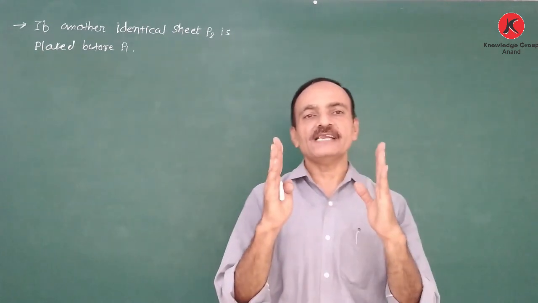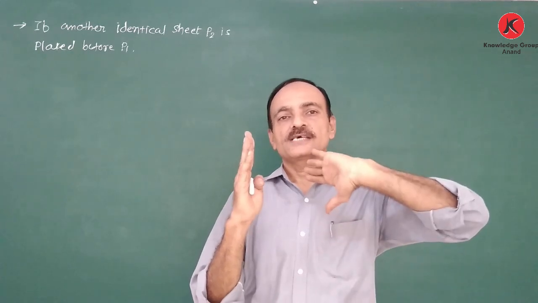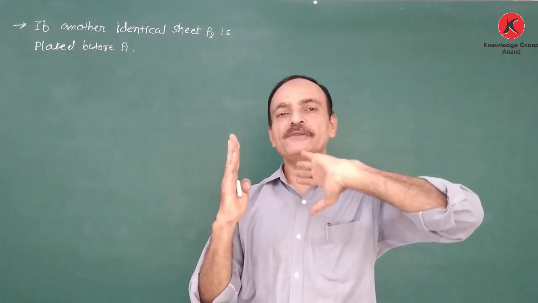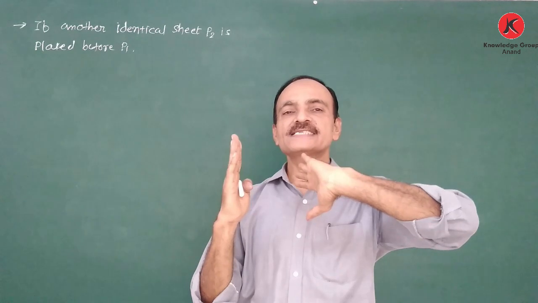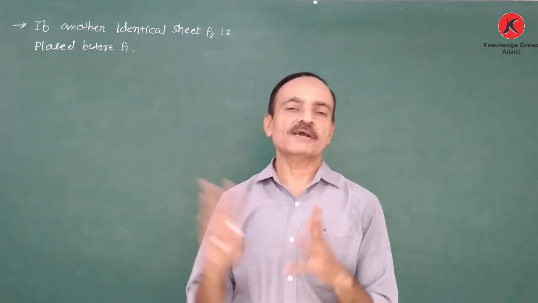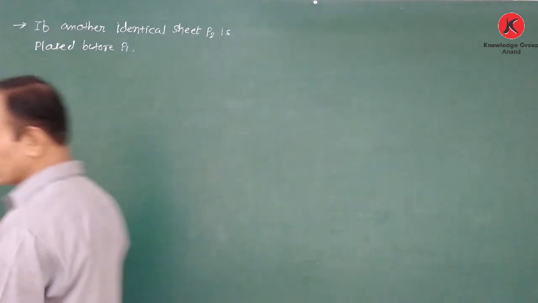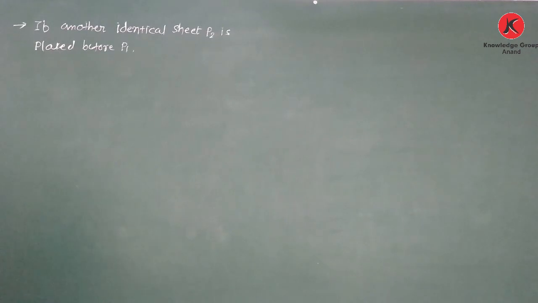And if P1 is now rotated with respect to P2, when both sheets are perpendicular to each other, the intensity of the transmitted light is reduced to 0. We are going to discuss this thing. So here, according to this, we do the diagram that way.